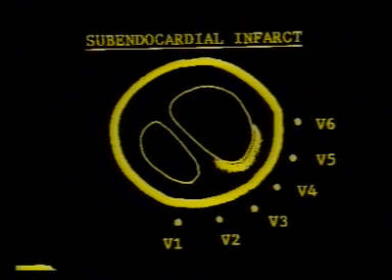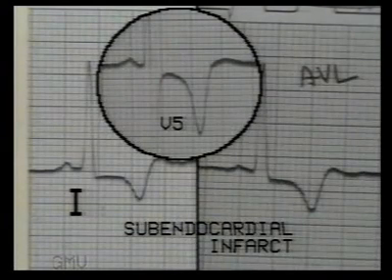Normally, when the full thickness of the myocardium is infarcted, there is ST elevation with tall T waves. But when only subendocardial infarct occurs, there is ST depression with deeply inverted T waves in chest leads and anterior leads. This is subendocardial infarct.